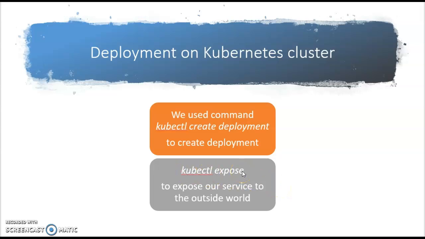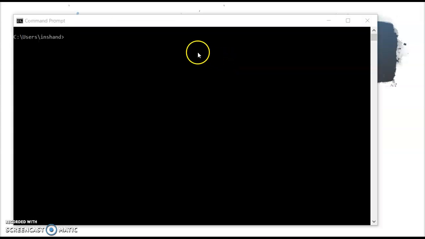Now let's first see where those files exist in Kubernetes cluster, and then we will see what their significance is and how these files are used in the deployment process. Okay, let's open our command prompt. In the previous video, we have seen how to connect from our local system to our Kubernetes cluster.